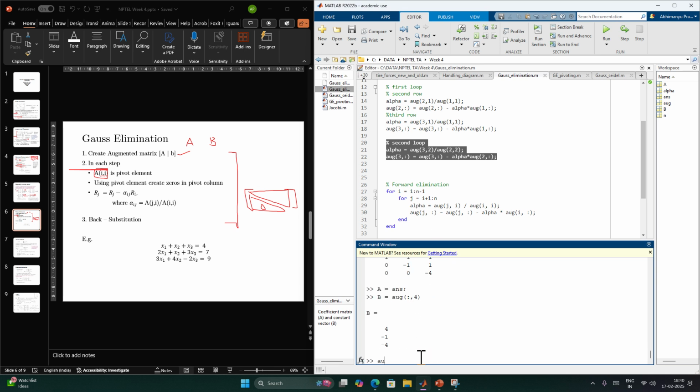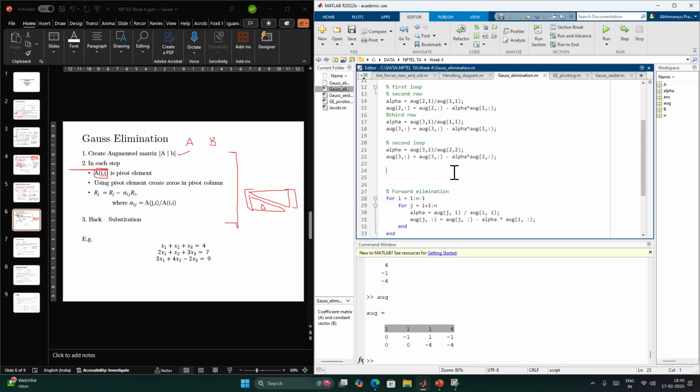We have this augmented matrix, and now we will be doing back substitution from the bottom row. So my x3 would be minus 4 divided by minus 4, like b33 divided by a33, b(3,1) divided by a33. Once I get my x3, I will put it in my second equation and calculate my x2. Similarly, once I get my x2 and x3, I will put them in my first equation and calculate my x1.